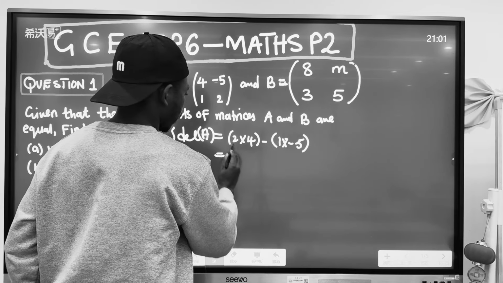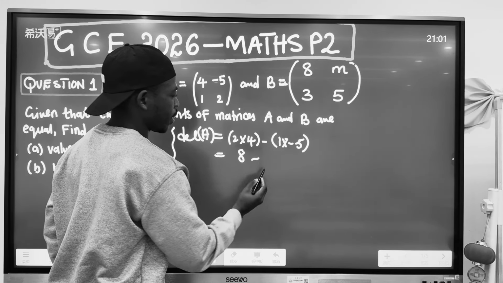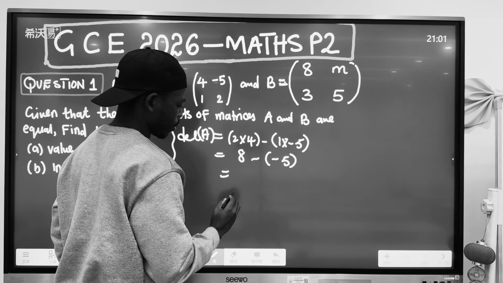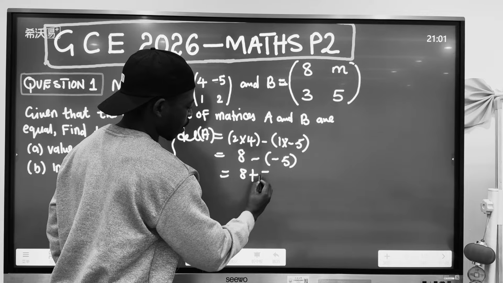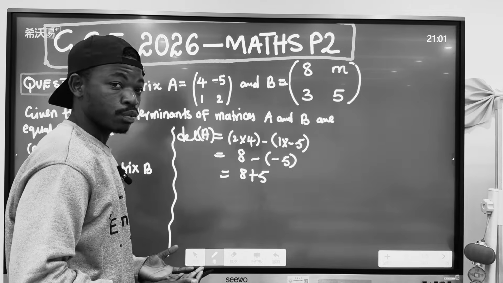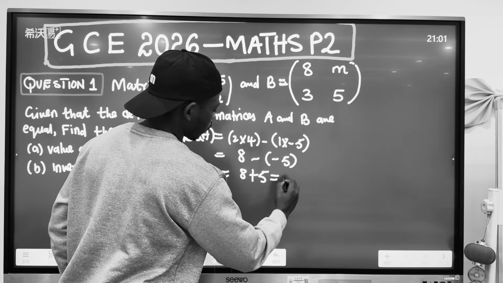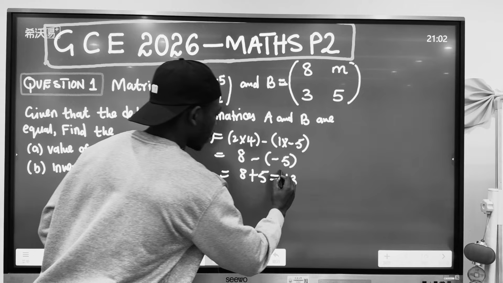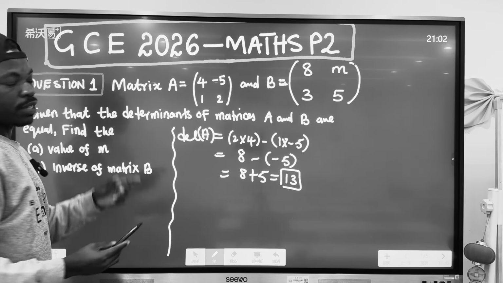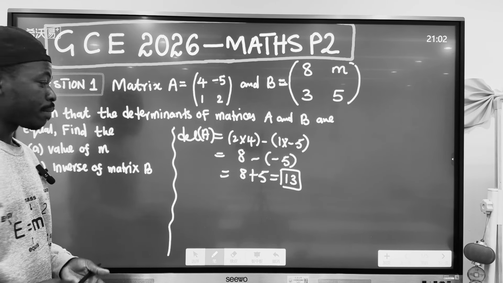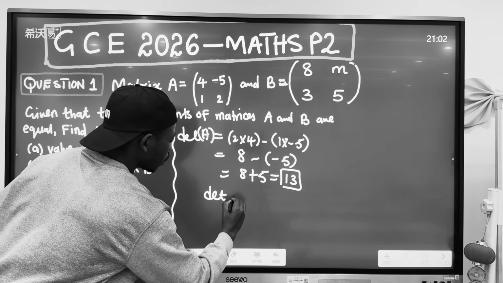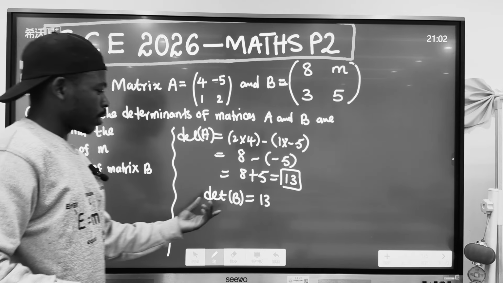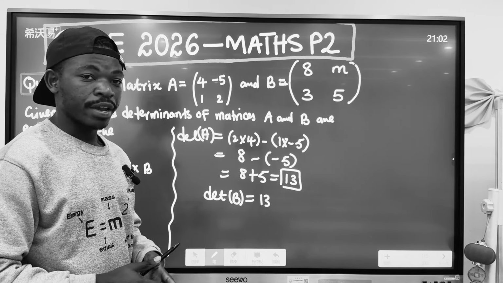So this will give us 2 times 4 is 8, minus 1 times -5, which is -5. This will give us 8 plus 5, because negative and negative multiply to give you positive, and this results in 13. So 13 is the determinant of matrix A. Because of this statement, we know that these two matrices have the same determinant. We can conclude that the determinant of matrix B is also 13. So using this information, we can now figure out the value of M.